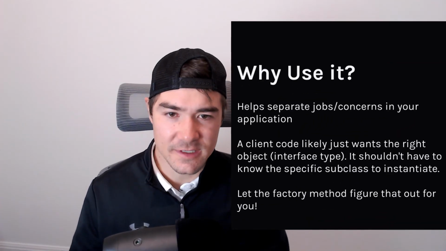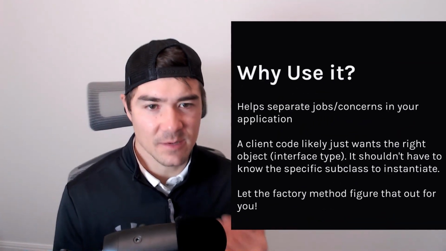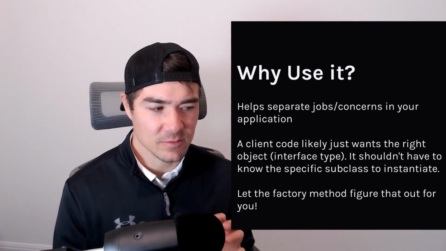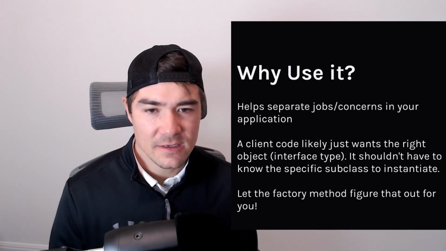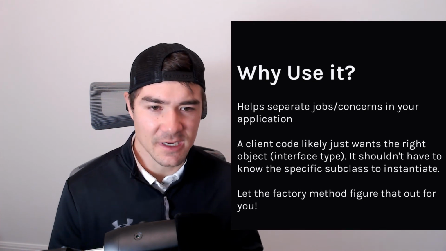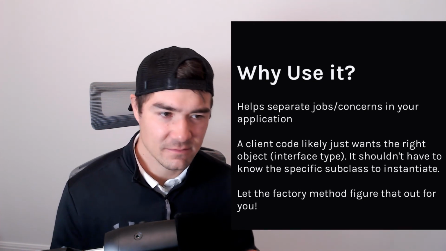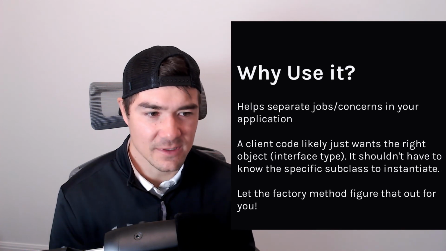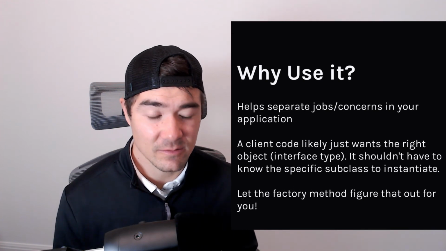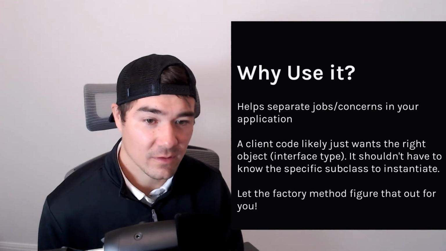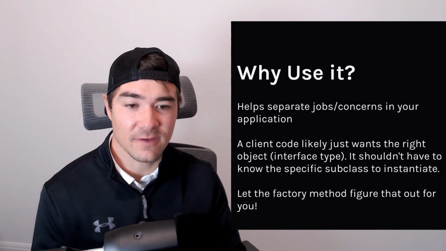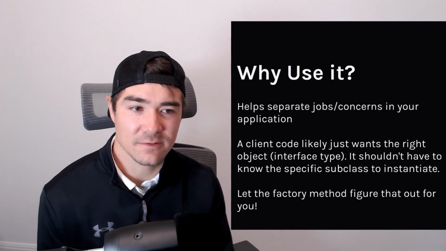Okay, so why would I use it? I touched on it a little bit. It really helps separate the jobs or concerns in your application. So different classes are responsible for doing one specific thing, right? A client code, like I mentioned, likely just wants to know what object or interface type it wants, right? It just wants those ski conditions, and it wants that method. It wants to be able to call get ski report. It shouldn't have to know the specifics of the subclass to instantiate, right? So what it really helps you do is let the factory method figure out that complexity for you.